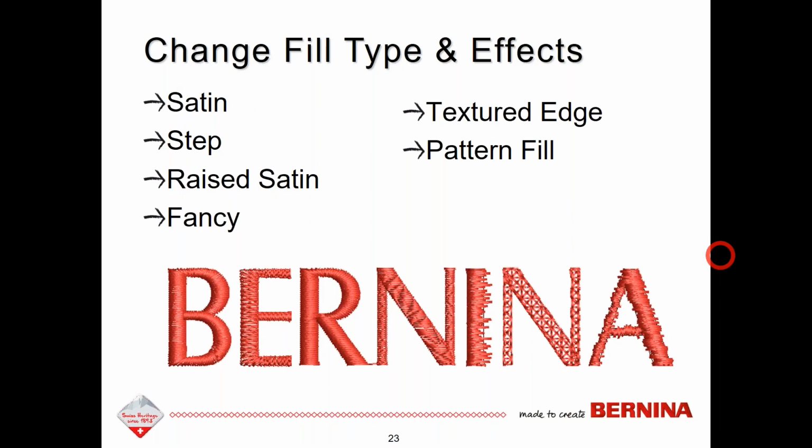Another fun thing that you can do with lettering is to change the fill type or the effects on the letter. And in Creator level, you have access to a satin, which is shown here, a step, a raised satin, which does layers of zigzag or satin stitch over the lettering. And so it creates kind of a raised effect, much like padded hand embroidery would do. You have a fancy fill, you can apply textured edge, and then you have a pattern fill as well. And this is just another example of textured edge.